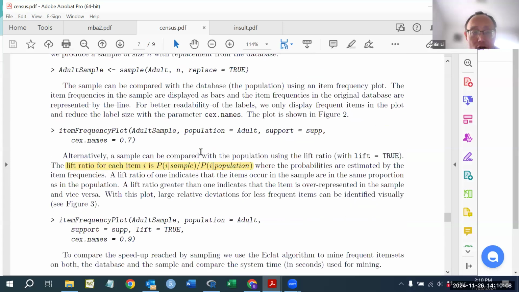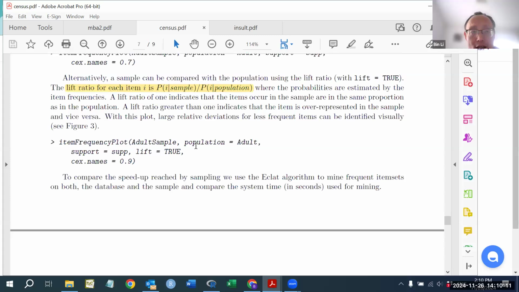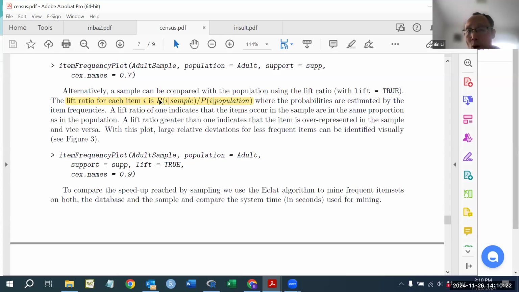Okay, so this plot shows the lift ratio for each item, which is the proportion based on the samples over the proportion based on the population. So if they are exactly the same, the lift ratio should be 1. If the sample proportion is lower than the population proportion, then it will be lower than 1. If it's greater than the population proportion, then it will be greater than 1.